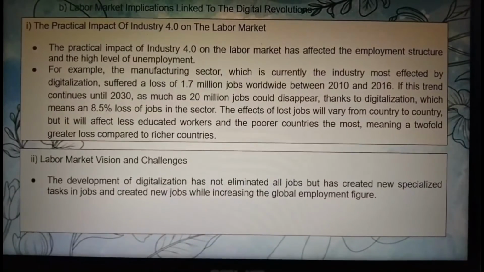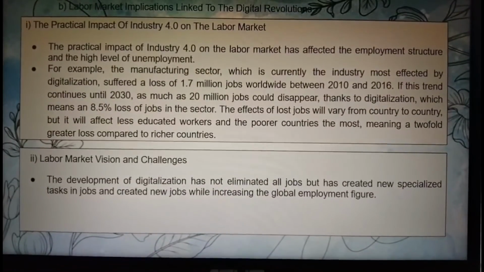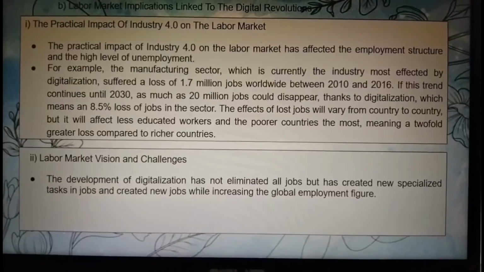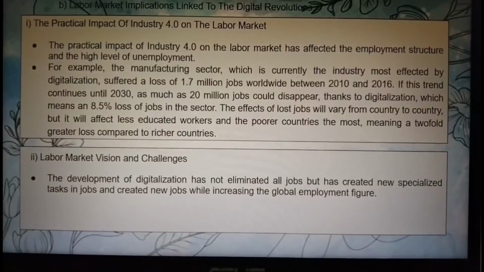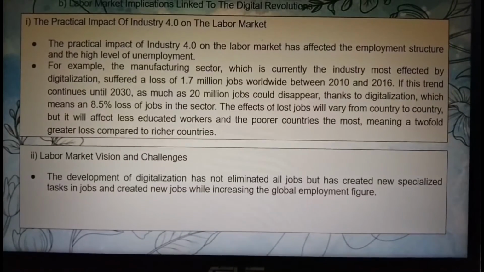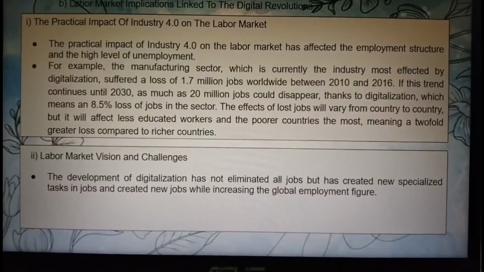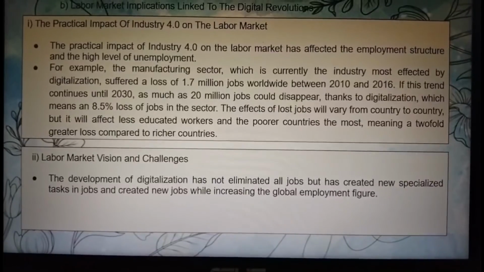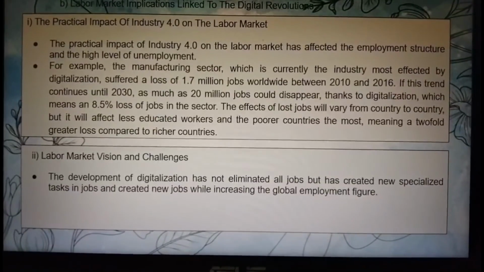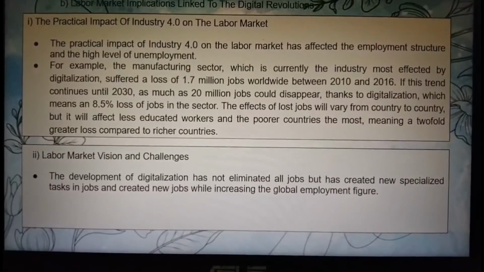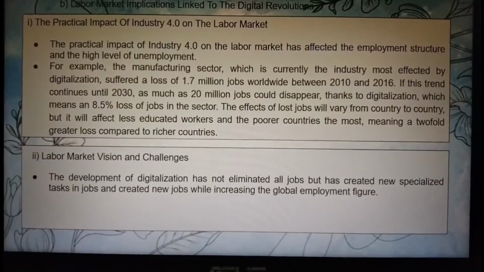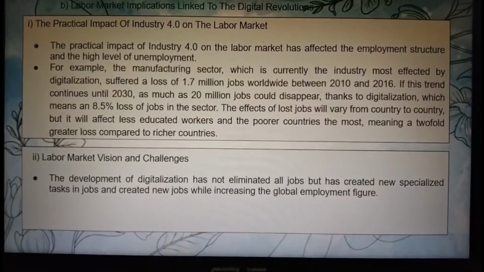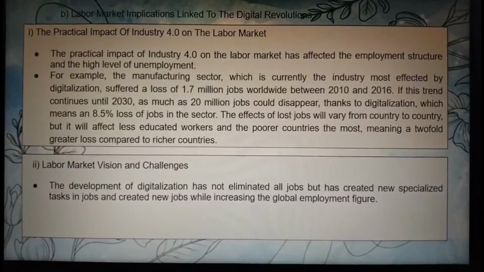Nevertheless, we can assume that digitalization has had some positive effect on the labor market, especially on human life. Therefore, the development of digitalization does not affect the labor market system or low and middle income workers. For example, the manufacturing sector, which is currently the industry most affected by digitalization, suffered a loss of 1.7 million jobs worldwide between 2010 and 2016.